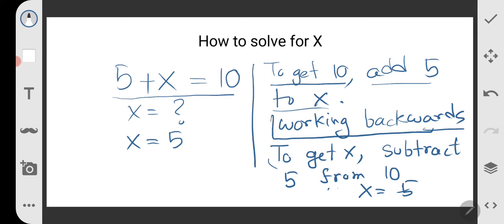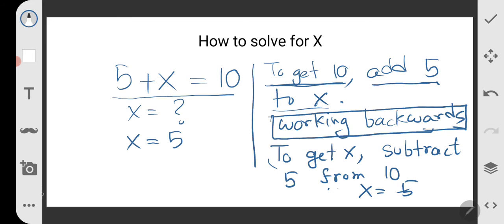So whatever you are doing with x, when you're working backwards to figure out, okay, what is my x, you'll have to do the opposite thing. So again, to get 10, I will have to add 5 to x. But now I'm working backwards, so I want to get x. Since you added 5 to x to get 10, you will have to subtract that 5 in order to get x. So this is working backwards. Let's look at another example, which will make more sense.